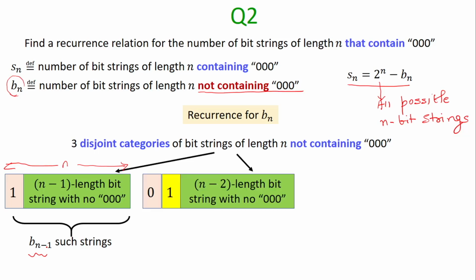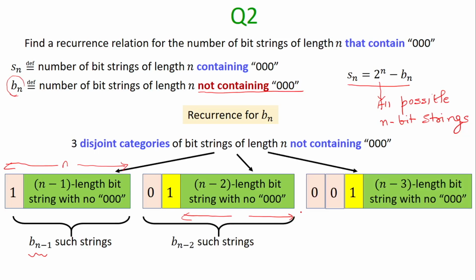Category 2 of bad strings starts with 0 followed by a 1, right? And if that's the case, then the remaining n minus 2 bit positions should not have any occurrence of triple zero. How many such bit strings can we have? We can have B of n minus 2 such strings.